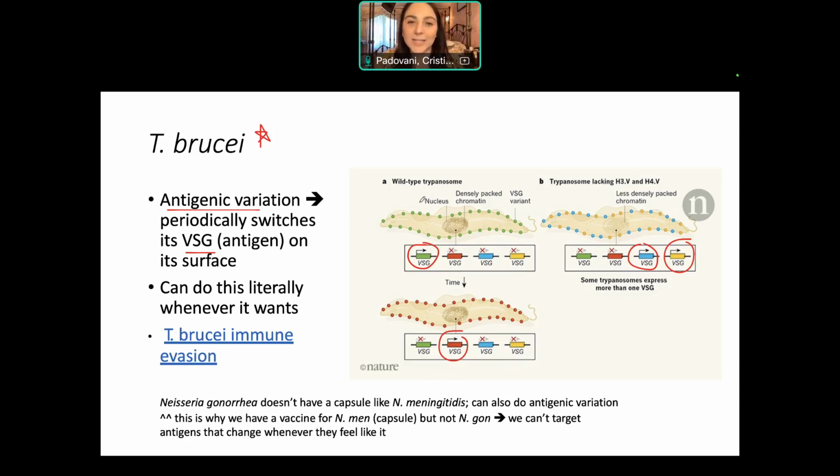Let's say you make antibodies against the green. Before it's even able to go and attack it, it's like, nah, I'm going to change. I'm actually going to go to red. So it can do this literally whenever it wants.